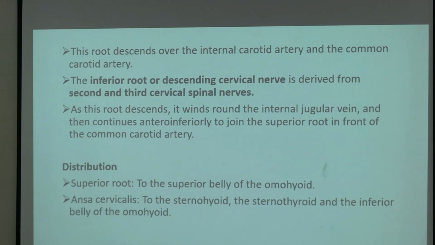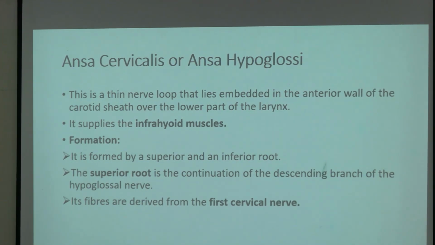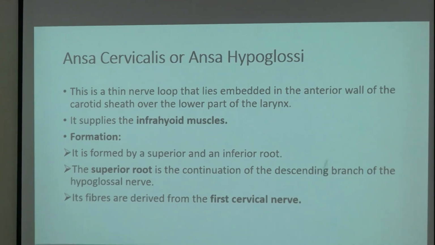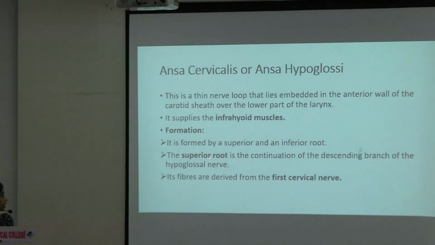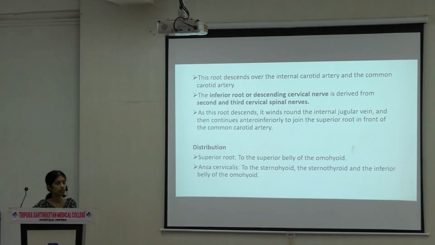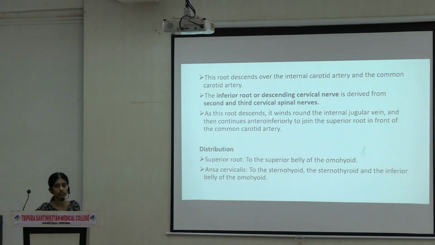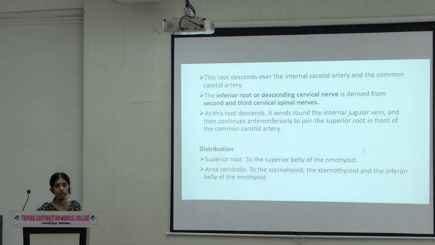So all you have to remember is Ansa cervicalis is a thin nerve loop that forms from the superior and inferior root part of the vagus nerve that is present on the anterior wall of your carotid sheath. The superior root is derived from the first cervical nerve, whereas the inferior root is derived from the second and third cervical nerves. These are the important points you have to remember in the Ansa cervicalis.